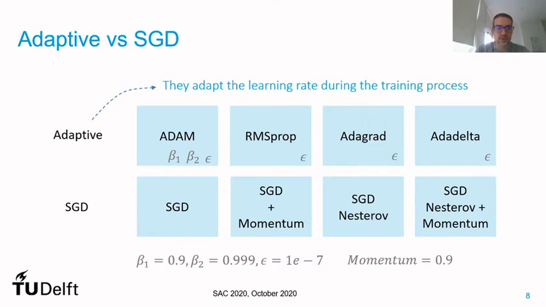On the other hand, we have SGD optimizers, and we analyze 4 classes of these SGD optimizers: without momentum and with momentum, and also combining with Nesterov. Momentum is a way to accelerate the SGD convergence during the training phase, and Nesterov is a method that will prevent the momentum from going too fast. It's a compensation that prevents it going too fast during the training process.